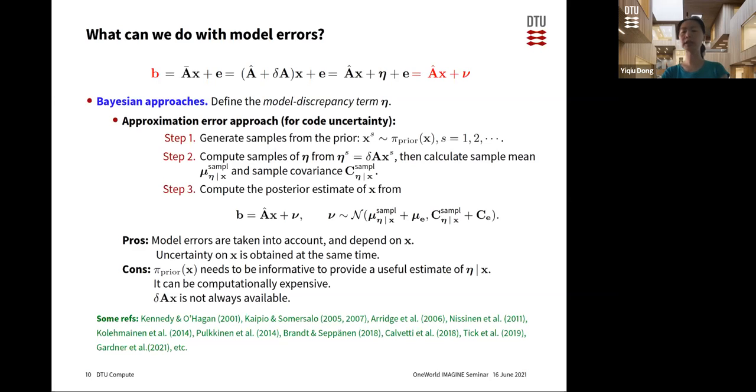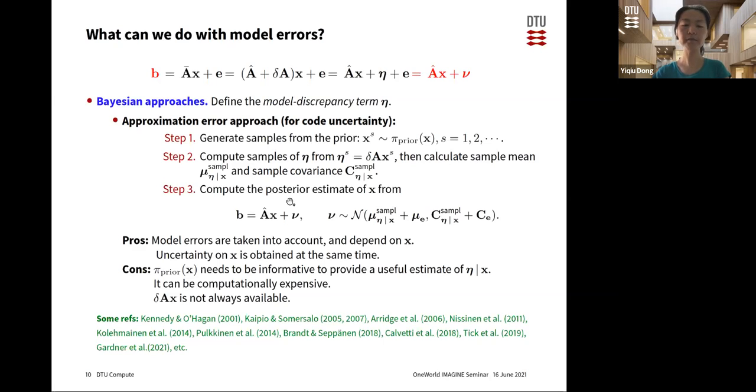Then after we have the posterior, we can calculate the conditional mean. At the same time, we can also get uncertainty on X. So the advantage here is pretty clear. In AEA, the model error is really taken into account. By marginalization, we have the model error considered in the posterior.